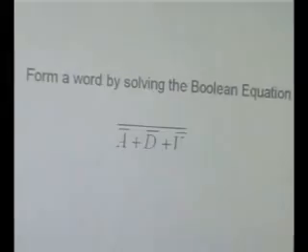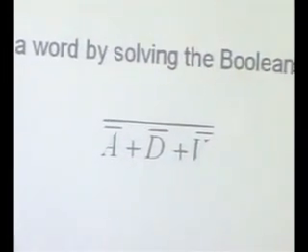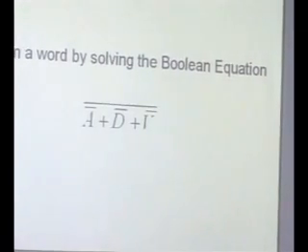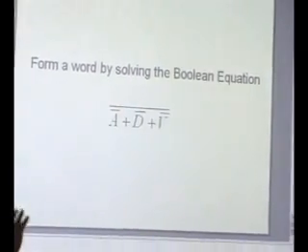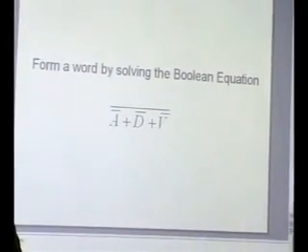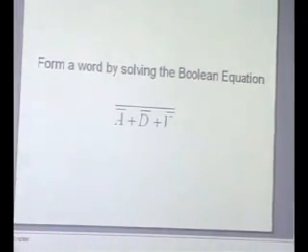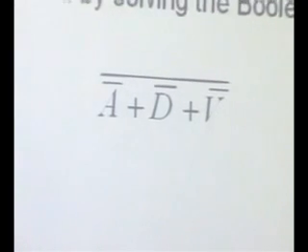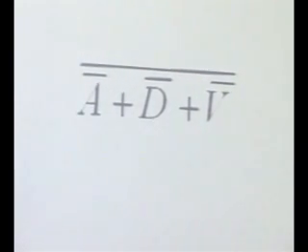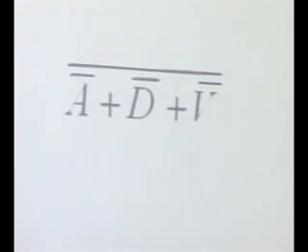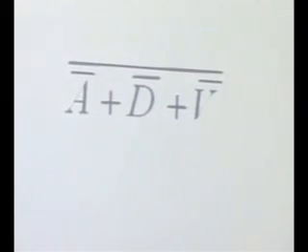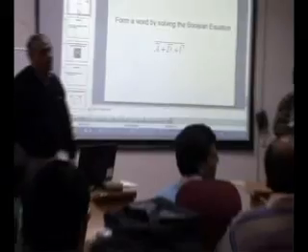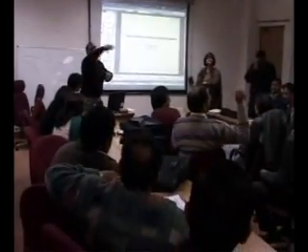So the clue for this is: form a word by solving the Boolean equation. I first extend it to all the people. If you can solve the word, you can have it. Try to, take half a second. But you have to tell the answer also. No, anybody, first it is for everybody.